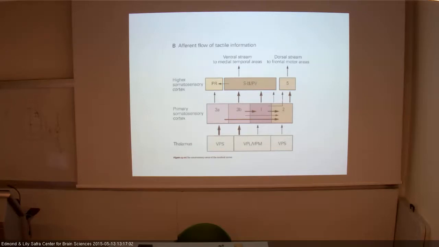You also have an area called area 5. So these are the higher somatosensory areas, like you have in the visual system, V4 and V2 and whatever.